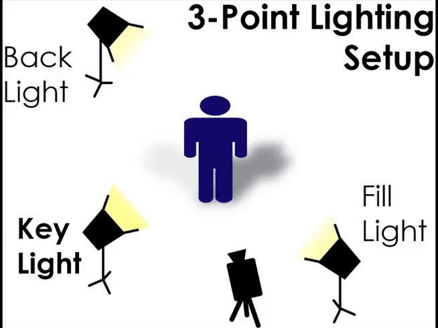Then there's the backlight, which is placed behind the subject and lights it from behind. Rather than providing direct lighting, its purpose is to provide definition and subtle highlights around the subject's outline. This helps separate the subject from the background and provide a three-dimensional look.